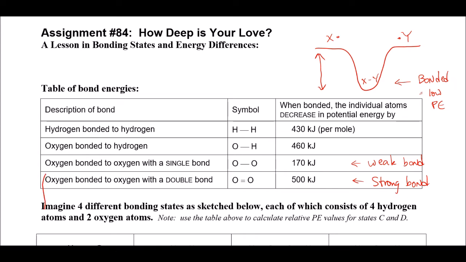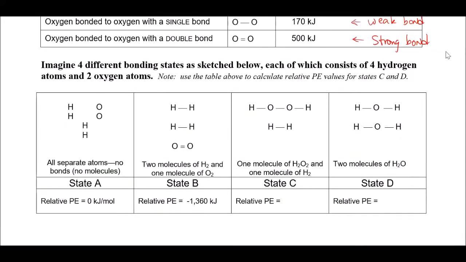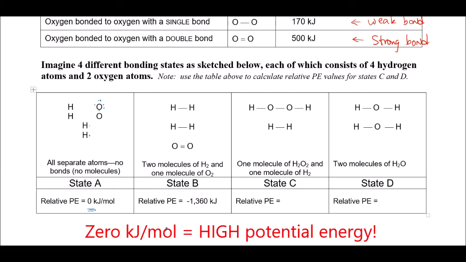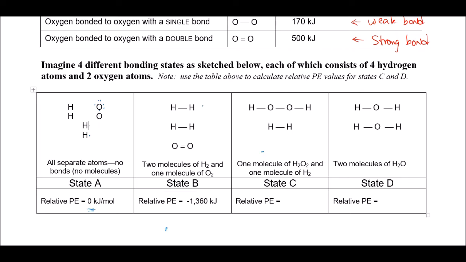Now let's look at some specific mathematics. Here's the first specific example. In state A, there are no bonds, so we're really saying this is an H dot, this is an H dot. These oxygens have 6 dots not bonded. And in that state, it's very high potential energy, which in this system is going to be 0. 0 is going to be the high point of energy because each bond that's formed lowers the potential energy.